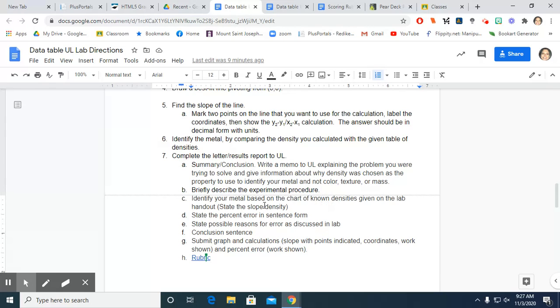Identify the metal in the letter. State the slope, which is the density. State the percent error, even though you're showing your calculations elsewhere, state it in the letter. Identify reasons for error. 2 reasons should be fine. And 1 conclusion sentence thanking Mr. Anderson for letting your company participate in this program. So professionalism is what we're looking for.